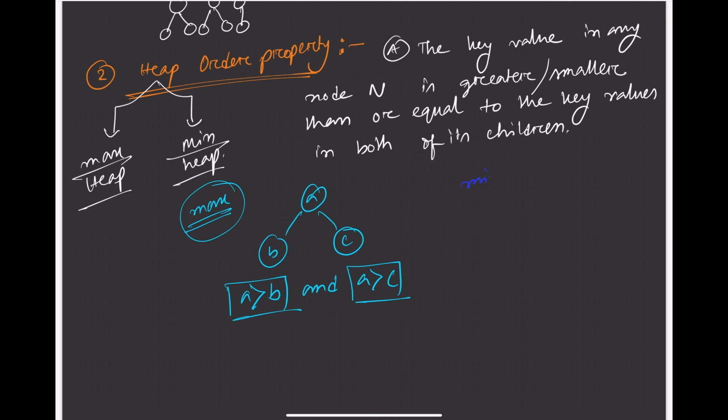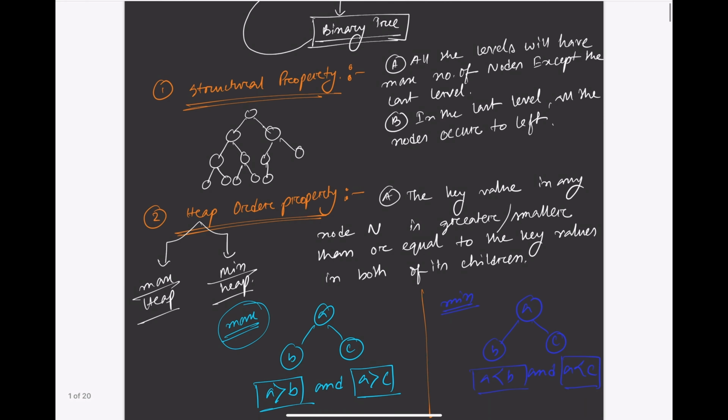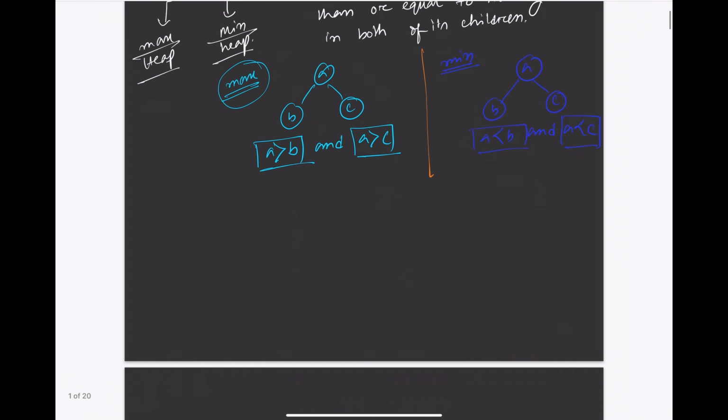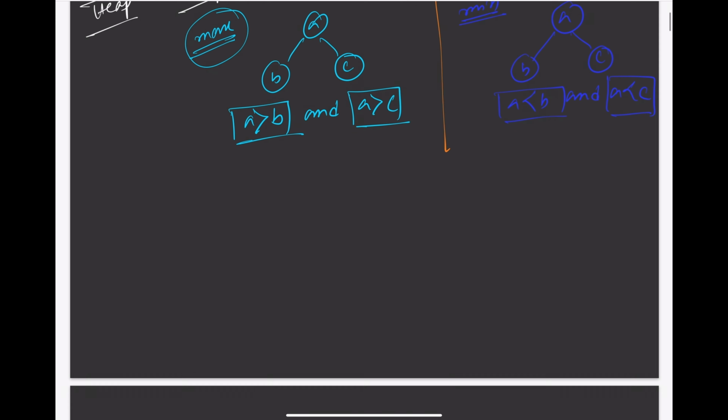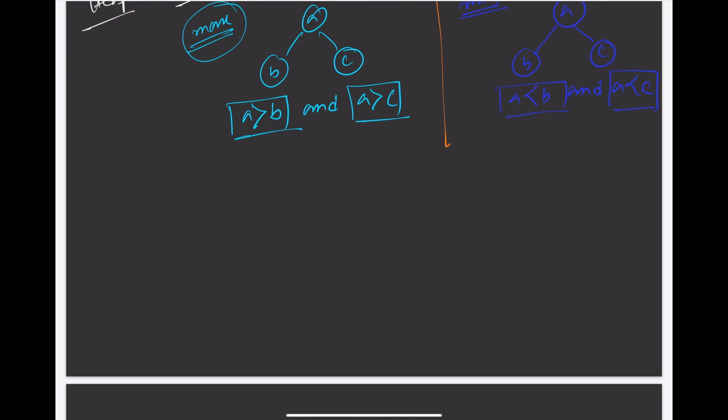Whereas in min heap, what will happen? In min heap, if I say A, B and C, obviously A less than B and A less than C. These are the two conditions to be followed. So this is the difference, which you need to understand. I think you are getting it. So when both the properties are satisfied by any binary tree, then only we are going to call it a heap. Got it?